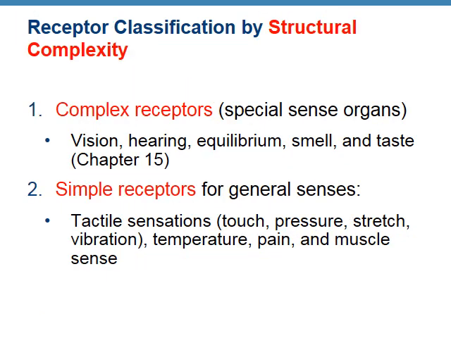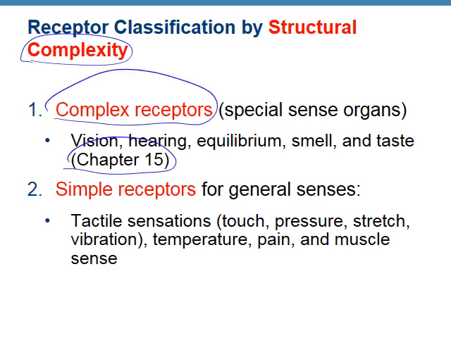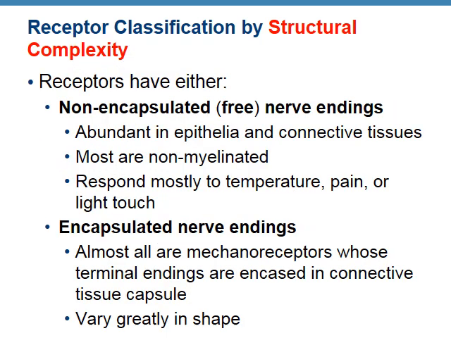We can also look at receptors based on how complex they are. So these we're not going to talk about. Complex receptors we're going to talk about in chapter 15. These are the ones that are specialized for your senses, like vision and hearing and equilibrium. Really, we're just going to look at simple receptors. So these are tactile, like touch, pressure, stretch, vibration, temperature, pain, muscle sense. When we look at simple, remember we're going to do complex later.